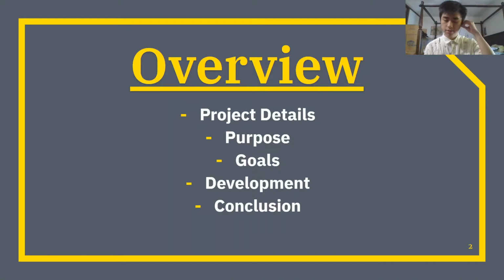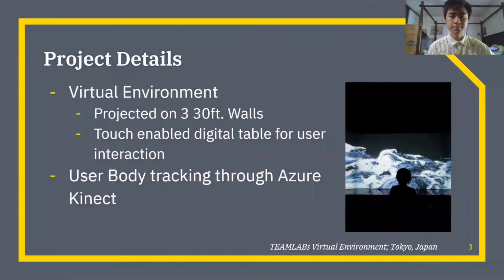So to just give a quick overview of what I'll be talking about today, I'll be talking about the project details, the purpose, the goals, the development, and conclusion. So for the project details, the Valkyrie is a virtual environment projected on three 30-foot walls, connected to a touch-enabled digital table for user interaction, along with user body tracking through Azure Kinect. I'll be talking about these in detail later on in the other slides.